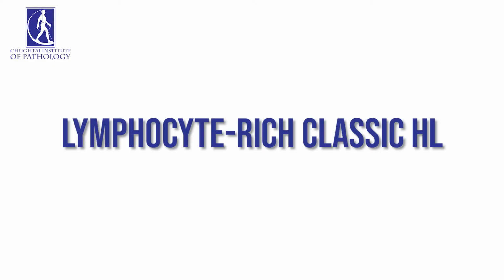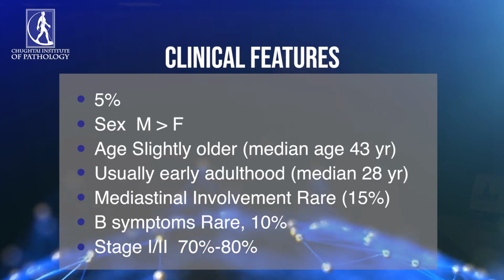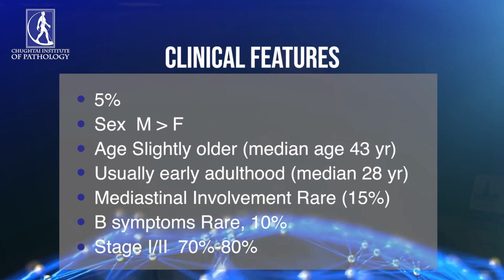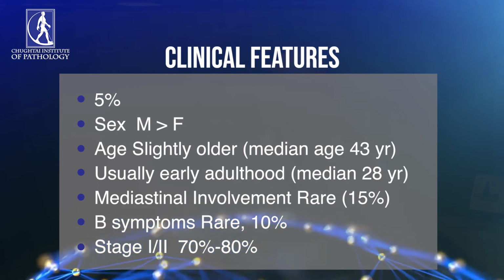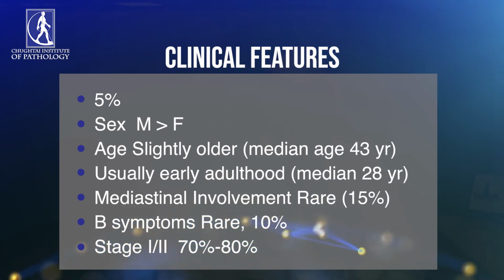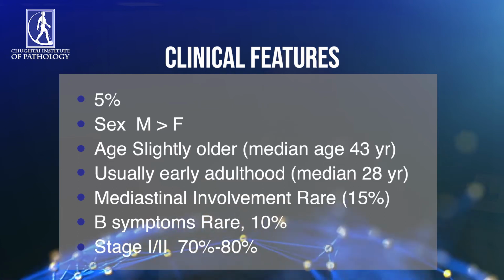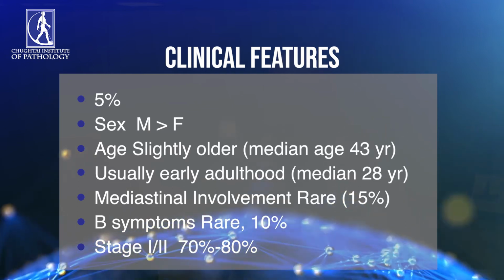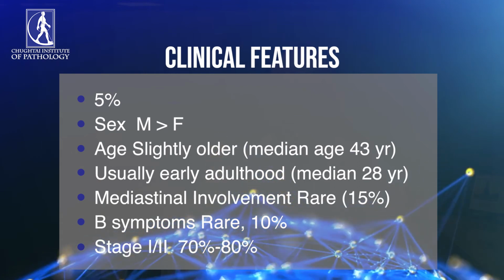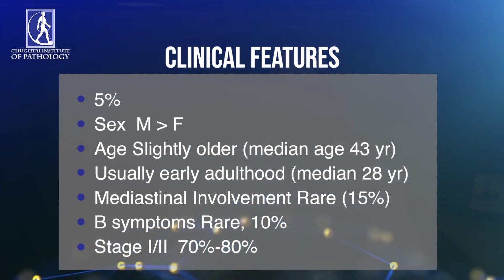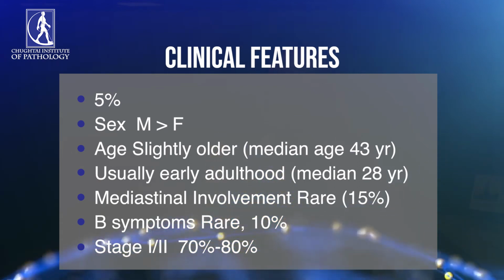Now I will move on to the lymphocyte-rich type of classic Hodgkin lymphoma. It's seen in 5% of the classic Hodgkin lymphoma cases, more common in males, in a slightly older age group, 43 years of age. Mediastinal involvement is rare, seen in 50% of the cases. B symptoms are rare, and most of the time, that is 70-80%, it's a low stage disease.